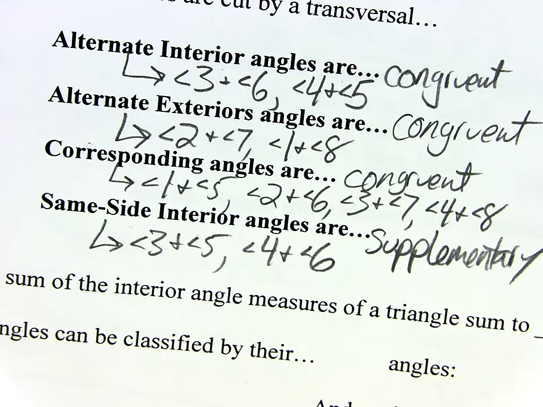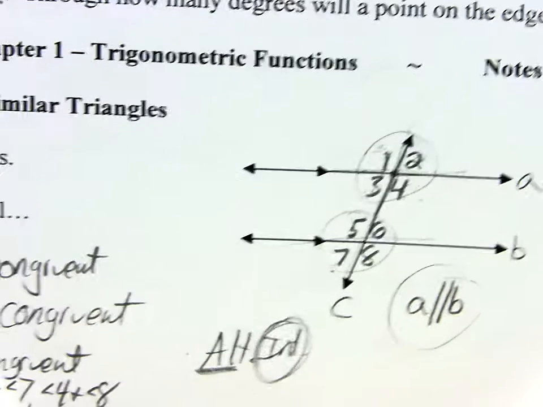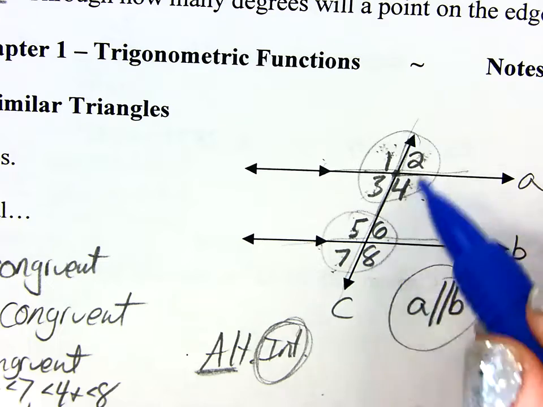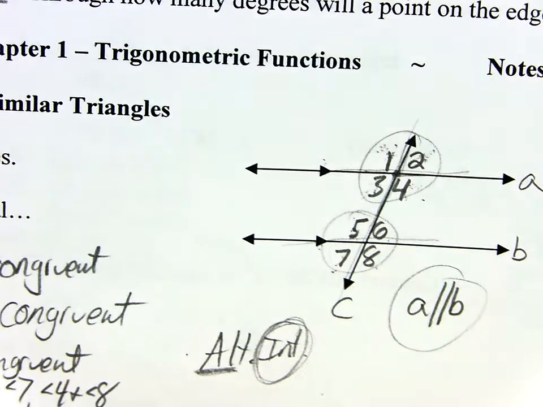There's also same side exterior angles, which are also supplementary. For whatever reason, they're not on your notes, but they exist too. So same side exteriors. Oh, hi, Evan. Same side exteriors would be something like 1 and 7, 2 and 8. They're just on the outside of the parallel lines.